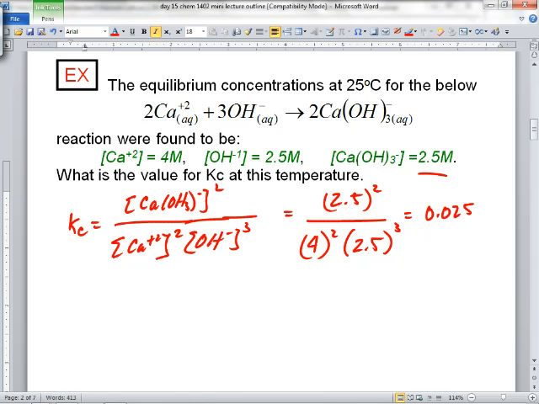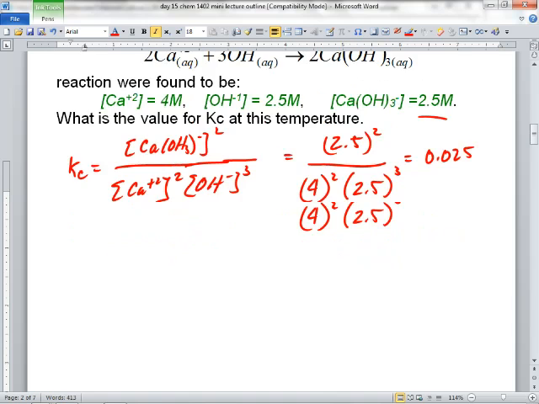I changed some numbers on there. So that's what I get for my Kc. Make sense?